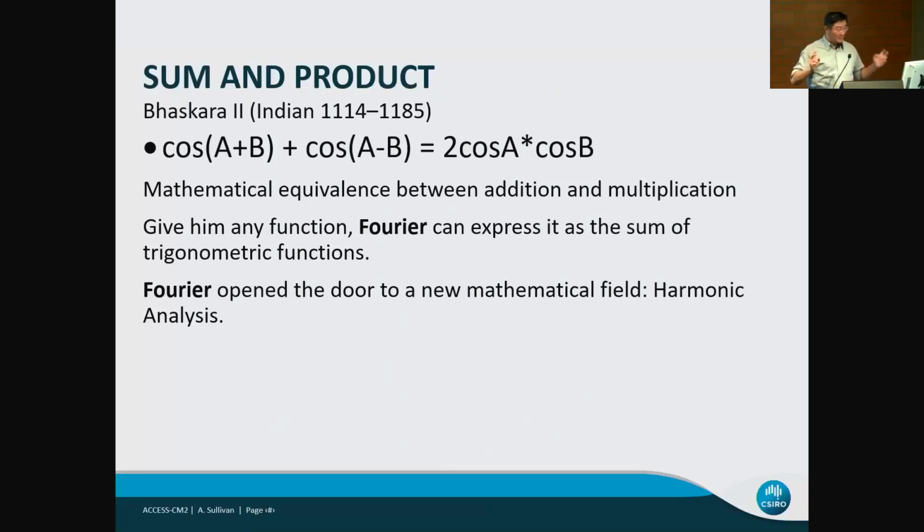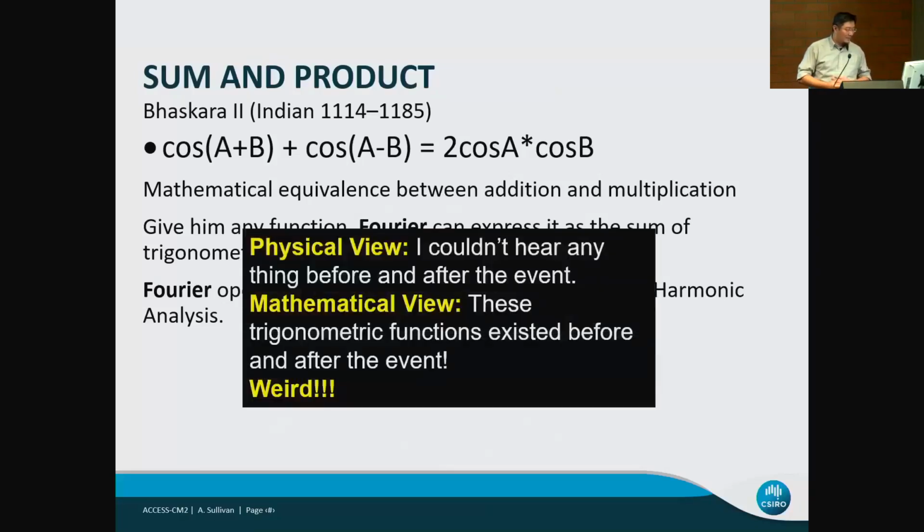But in physics, that doesn't make sense. So that's why I say Fourier has some issues. In mathematics, that's right, but in physics, it's something we have to reconsider.